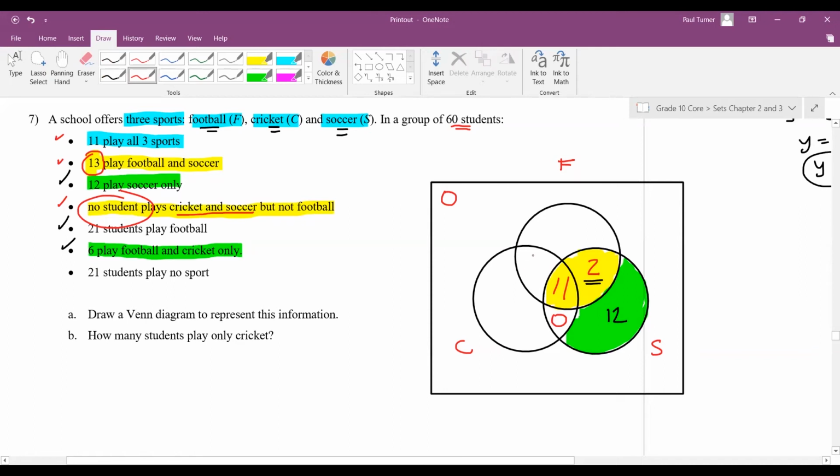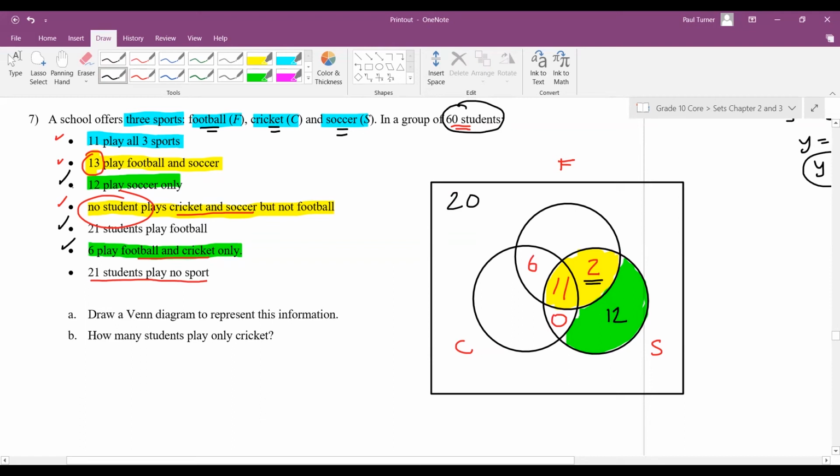So that's going to be 6. So cricket and football, but not soccer. So football and cricket only. That's 6. 21 play no sport. Oh, 21 play no sport. So not 0 outside. That's at the bottom. So 21 play no sports. And we have 60 in total. So 21 play no sport.